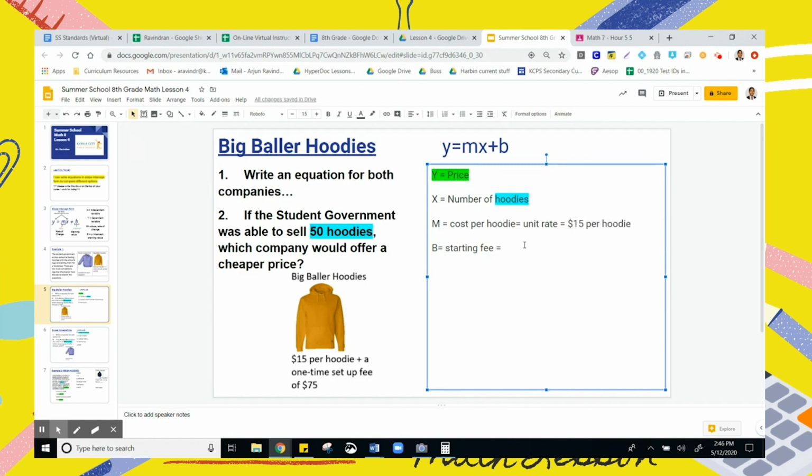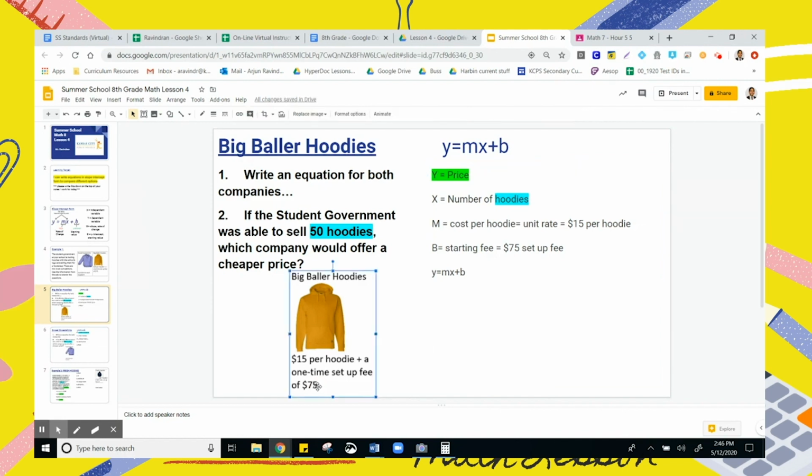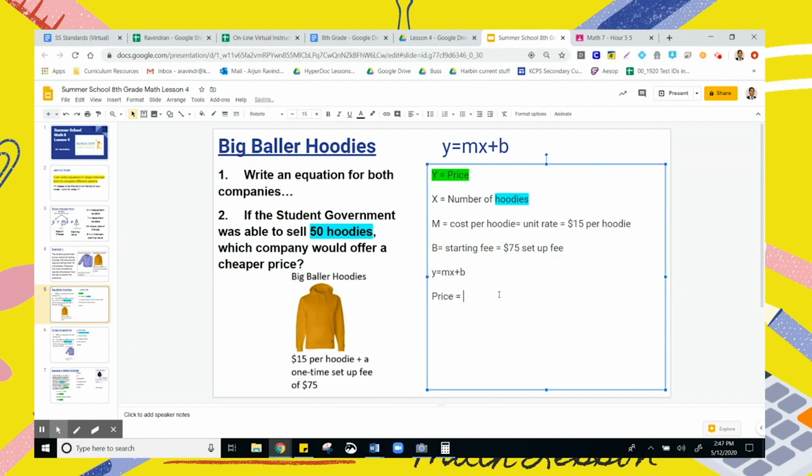B is the starting value, the starting fee. How much does Big Baller Hoodies charge you just to start making hoodies? Before you even pay for one, how much do they charge? They charge you a $75 setup fee. We now have enough information to write our equation. But before we write our equation, let's diagram it. The price, which is Y, is equal to $15 per X, which is hoodie, which means multiply $15 times the number of hoodies, plus a $75 setup fee.